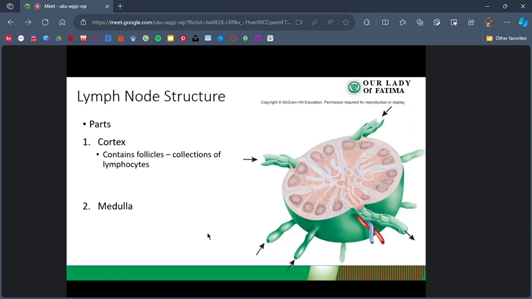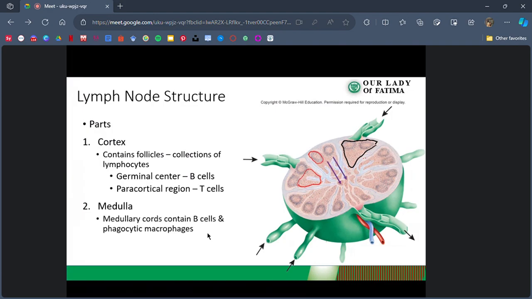The outer part of the cortex is dense since it contains aggregations of lymphocytes organized as nodules. Each nodule contains a circular structure known as a follicle with lightly staining germinal centers that contain mainly B lymphocytes. The deeper cortex contains the paracortical region that is filled with T lymphocytes. In the medulla, there are medullary cords that contain lymphocytes and macrophages, as well as spaces called medullary sinuses.